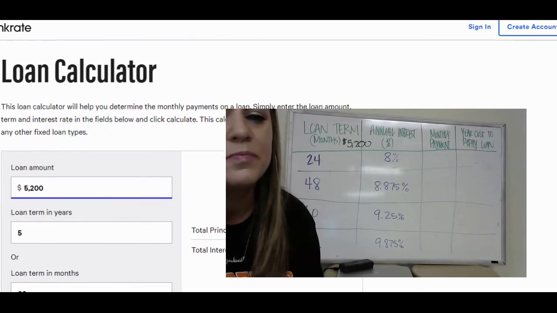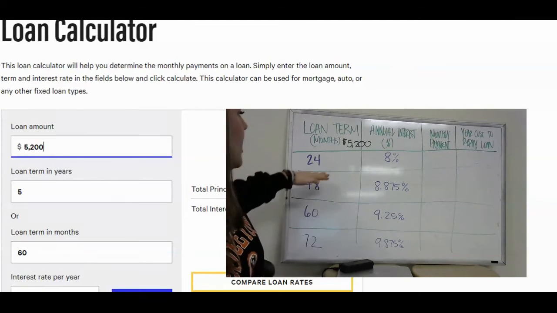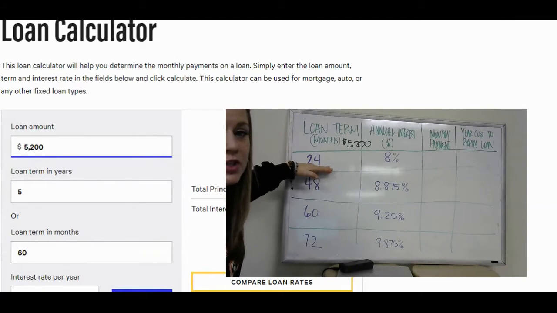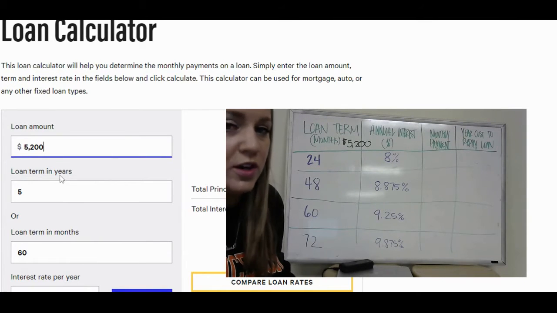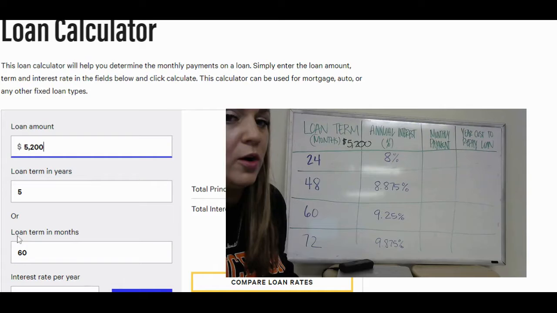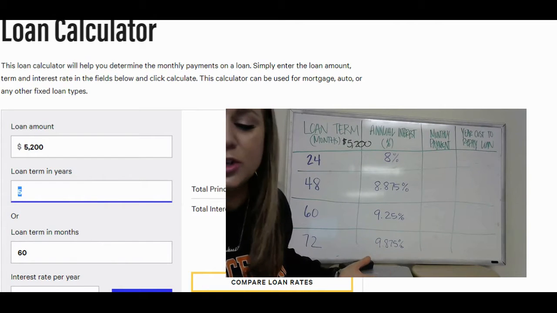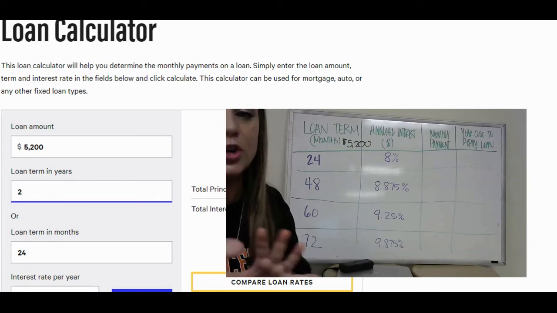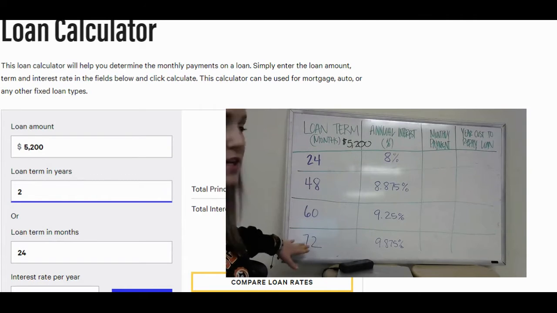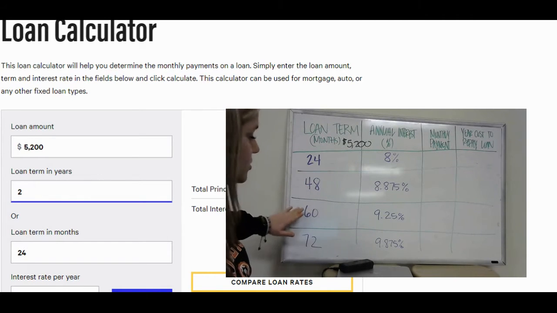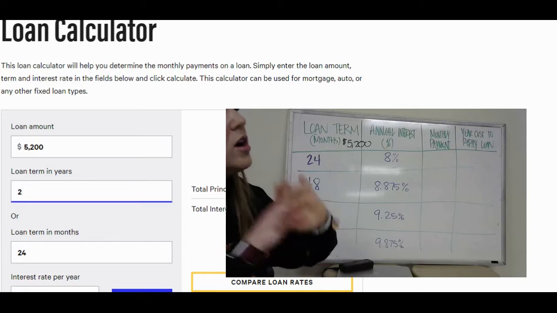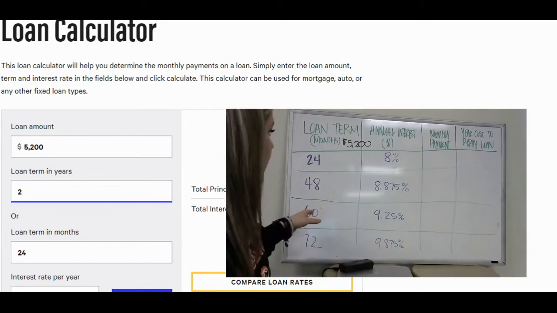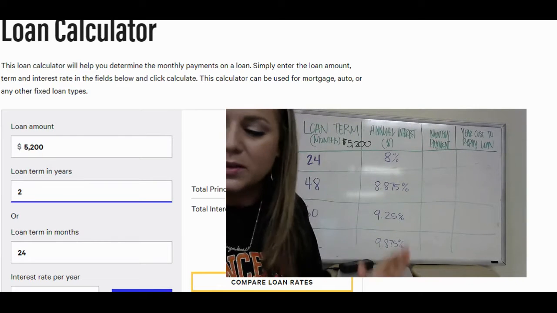All right, so the term. In our first example, our term is going to be 24 months, and I know that 24 months is 2 years. You can see where it says loan term in years or loan term in months. I'm going to put 2 years, and it's going to change it down here to 24 months. Whichever one you have, I'm giving us pretty easy ones. We're doing 2 years, 4 years, 5 years, and 6 years. But you may have some that are like 26 months, so it may be a little different.